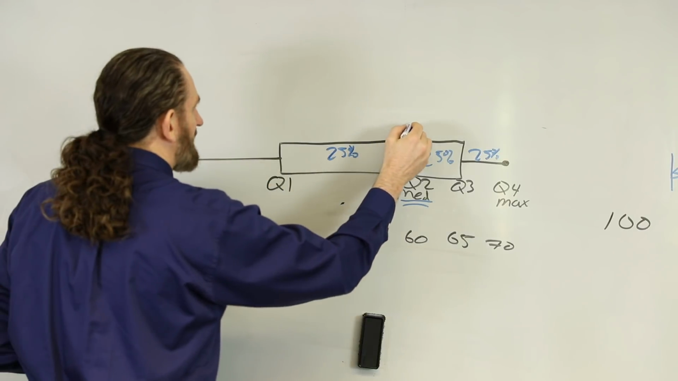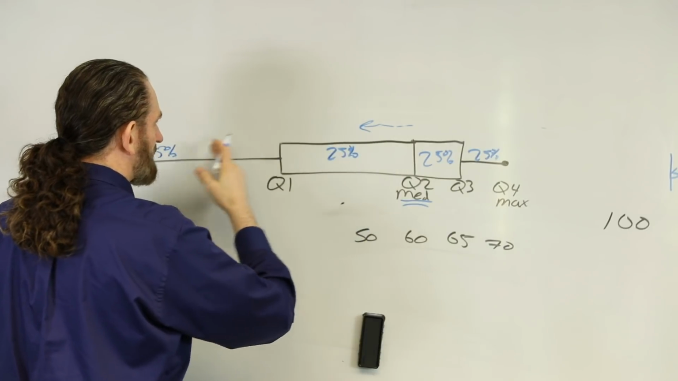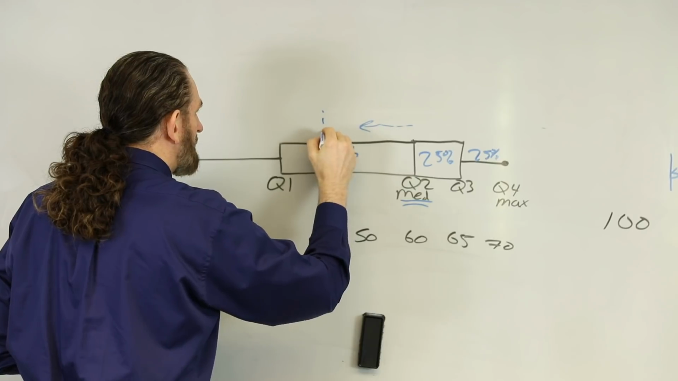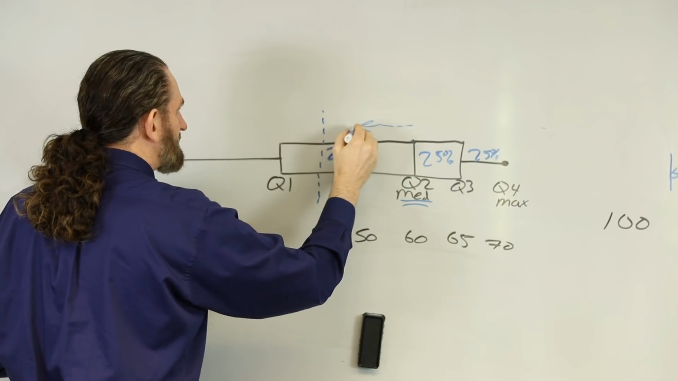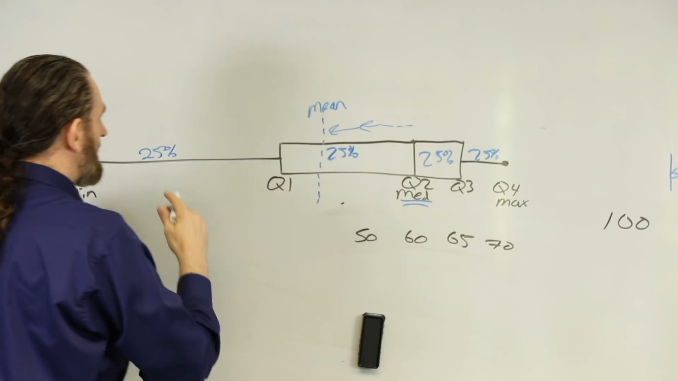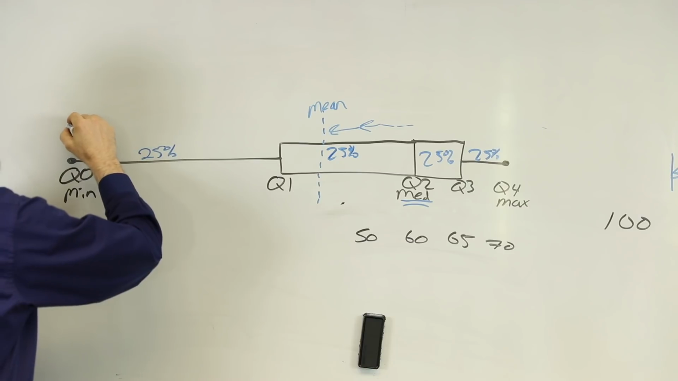So what will happen is my mean will move this direction. Who knows where it will be? We'd have to look at the distribution within these quartiles. But we know at the very least that because of this type of distribution, the mean is going to be pulled to the left. If I were to draw this out in a curve, then most likely I would have something that looked like this.